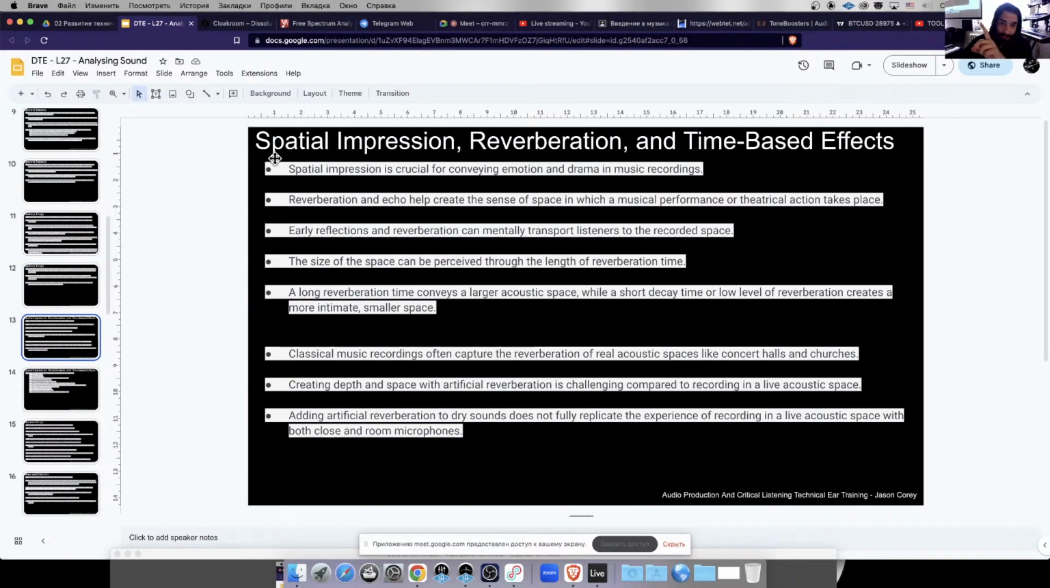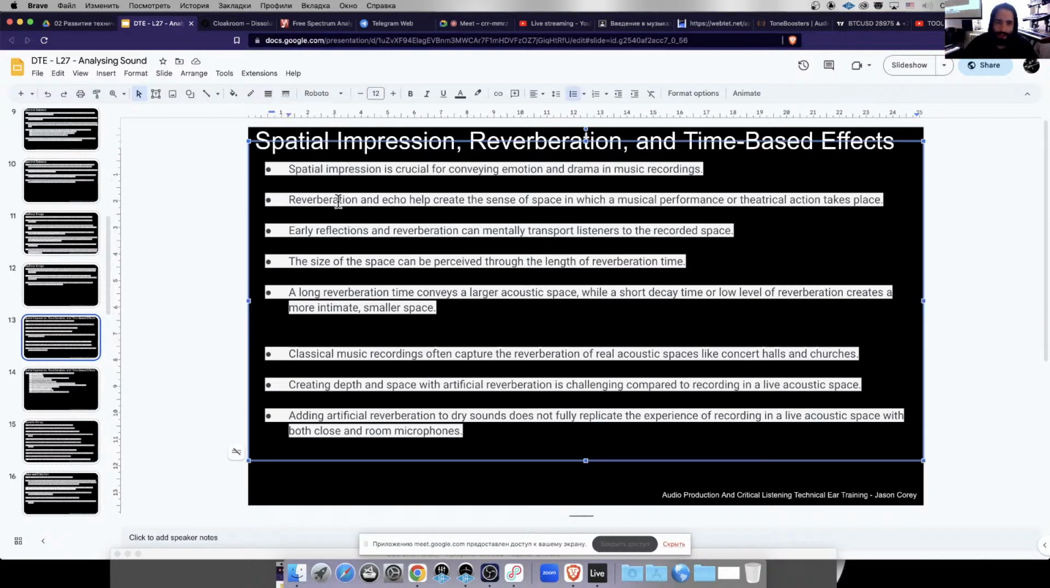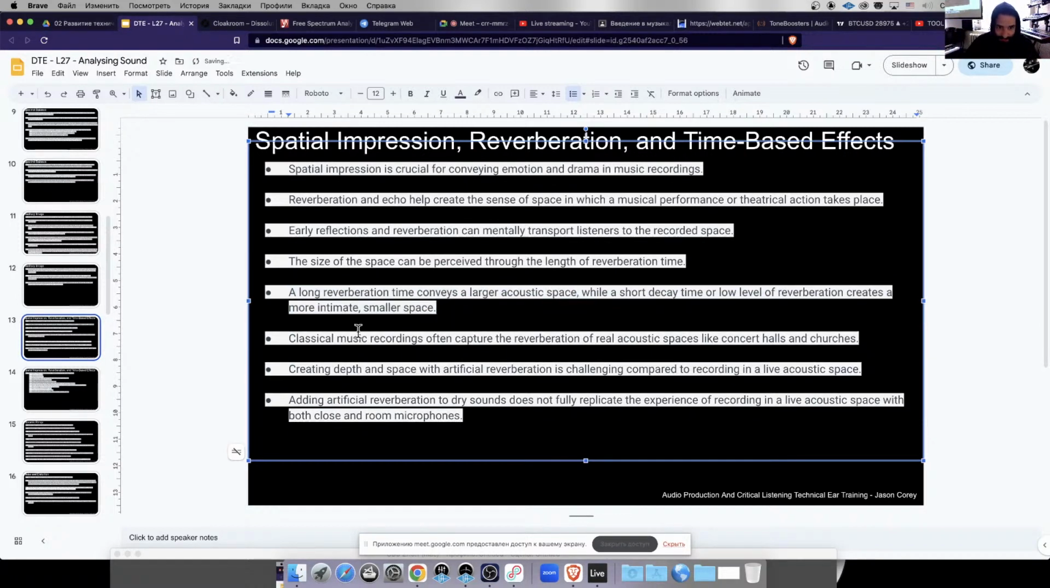Now, on the spatial impression. It's basically the combination of reverberation, time-based effects, and all of this. It's kind of like the space that the audio is printing. Reverberation and echo are a part of it, of course. Early reflections are things you're paying attention to. The size of the space you're trying to understand is an important thing to pay attention to. Obviously, if you have longer reverberation times, you're going to have a larger acoustic space. This is going to change how your song is perceived.